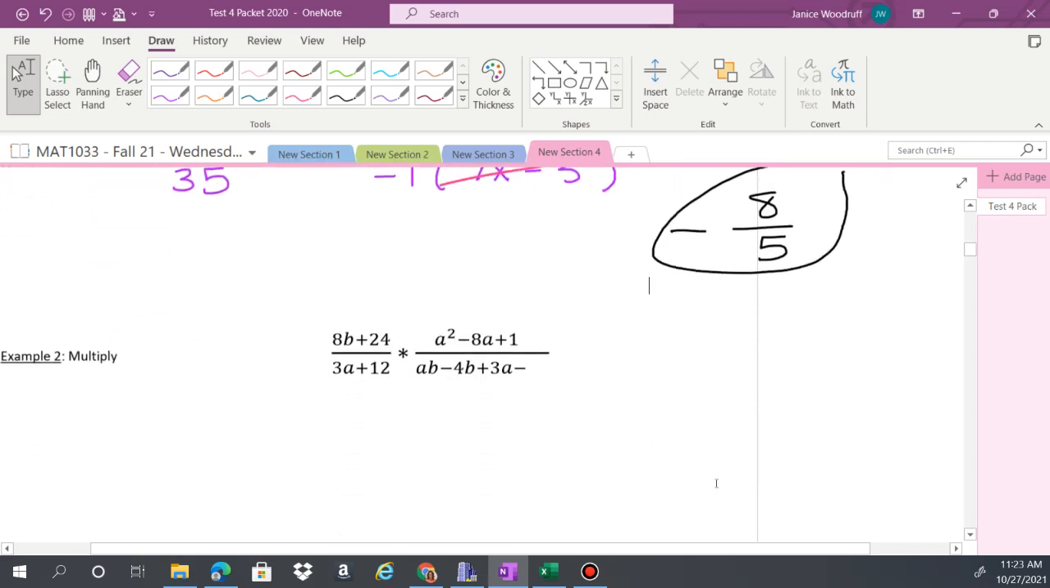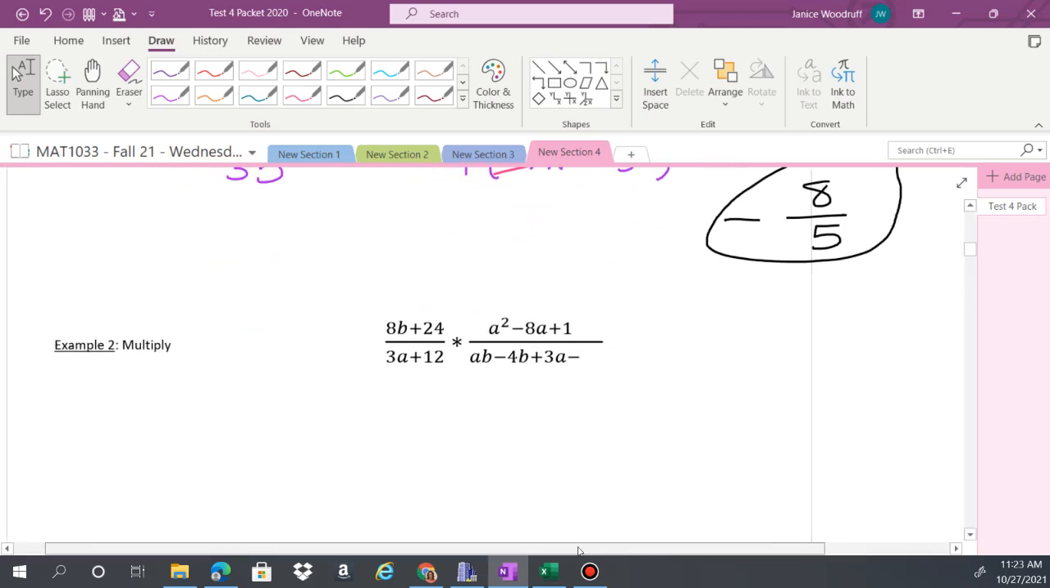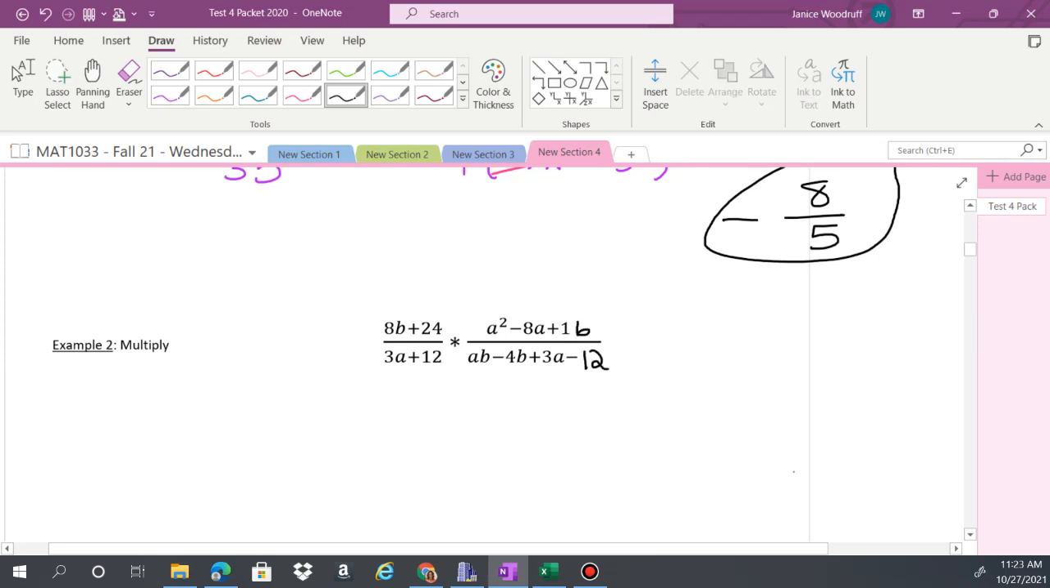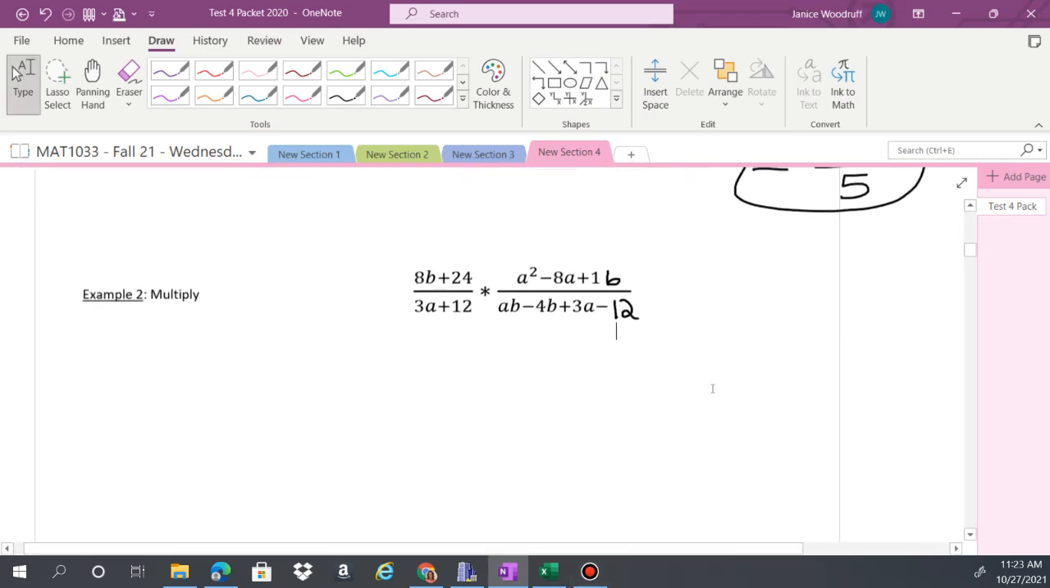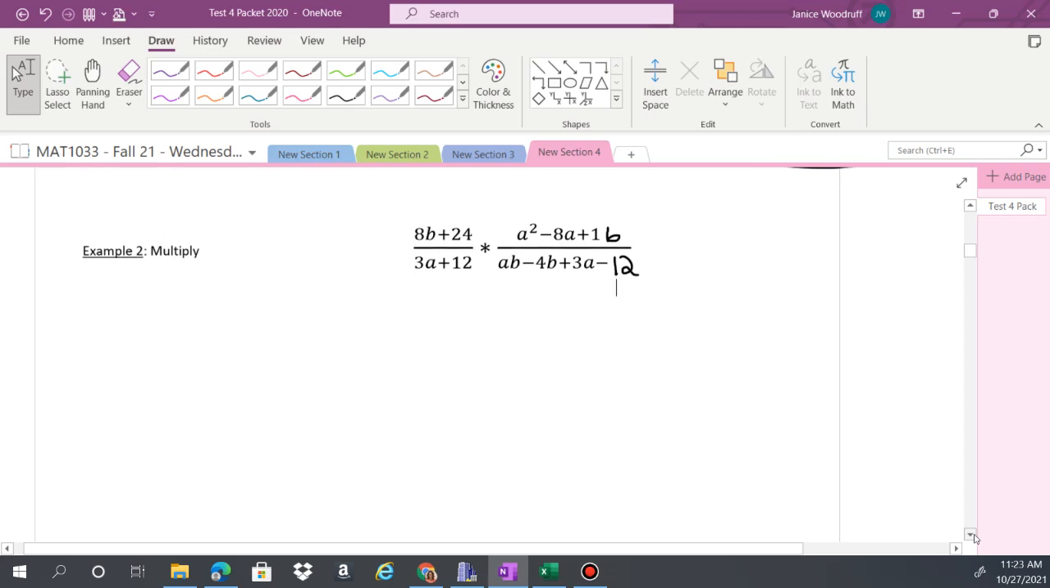All right, let's look at a harder example. This one is longer. And I'm missing a term again. Why does this copy in and over like this? So this is a 16, and that's a 12. Okay, so let's factor everything we can. So I'm going to start on the left. I have the 8b plus 24. What are both of those divisible by?